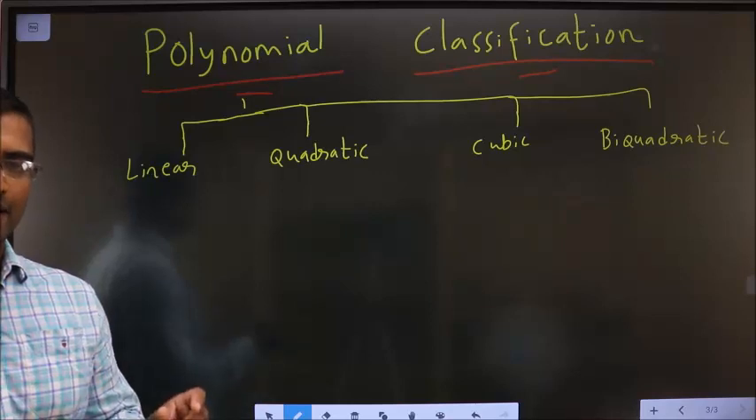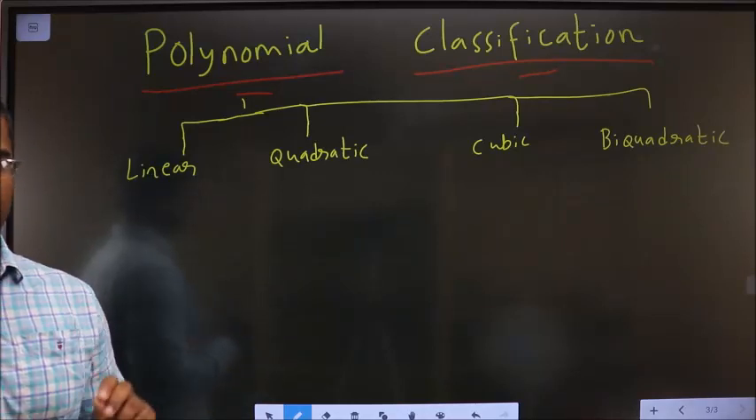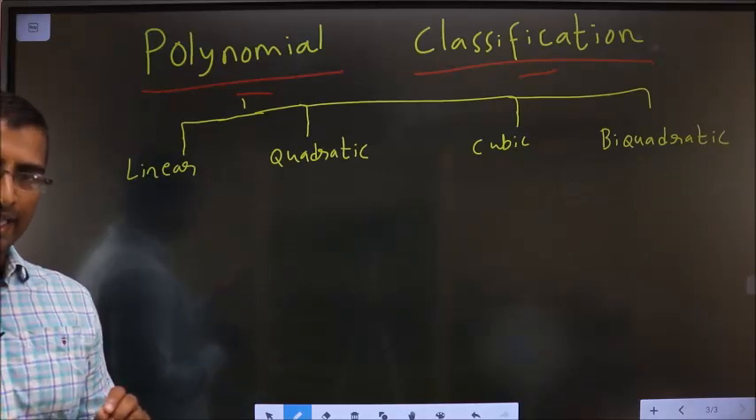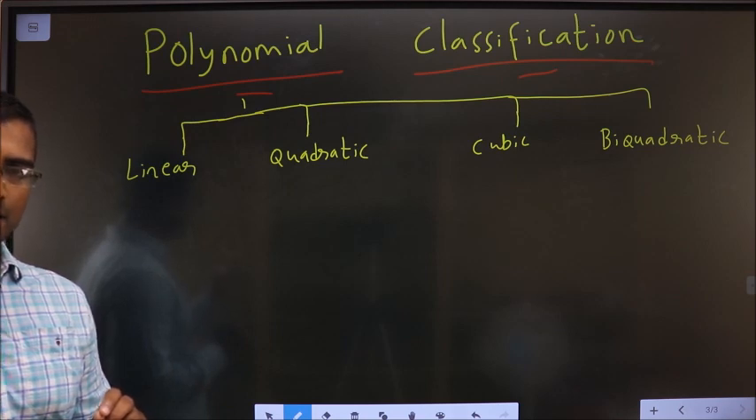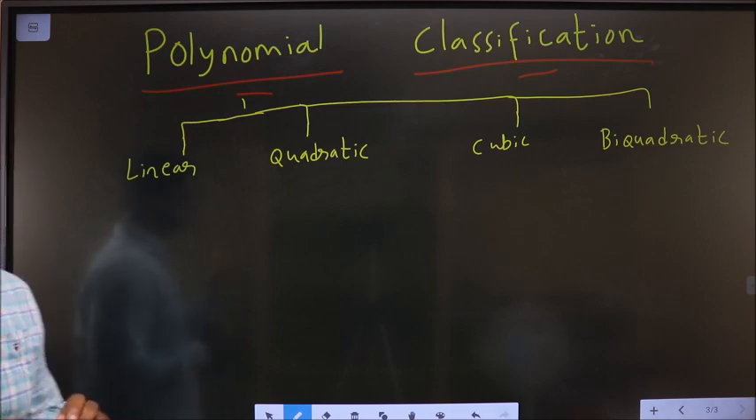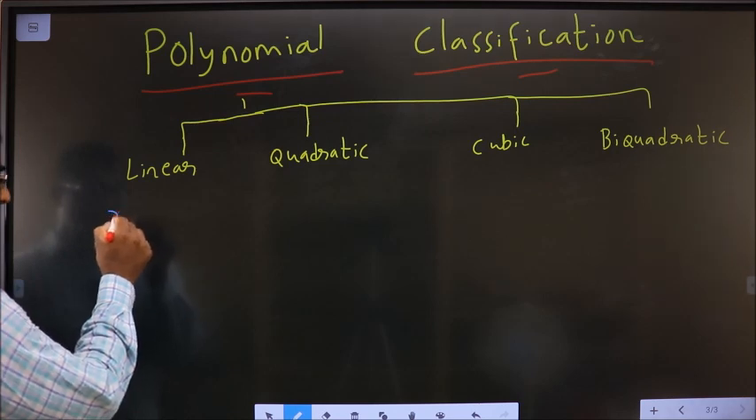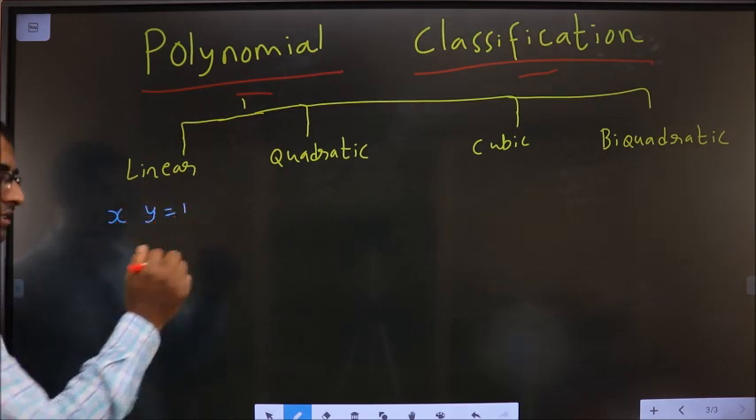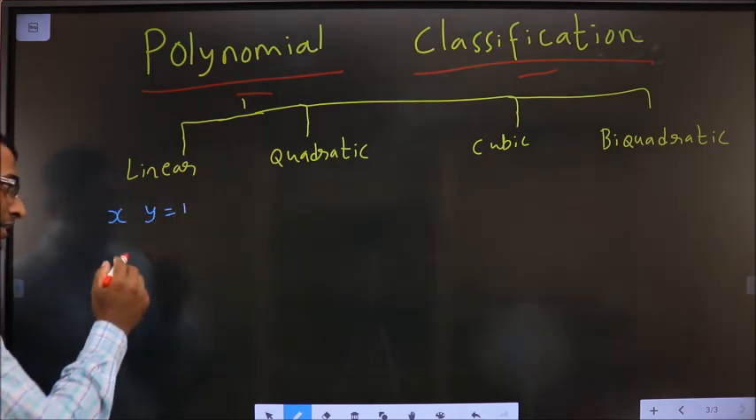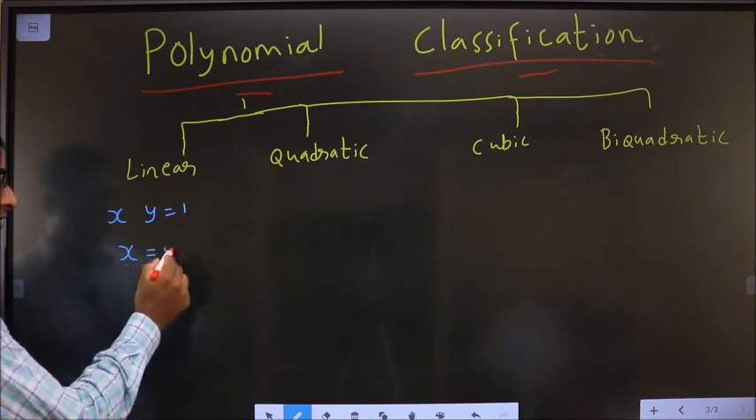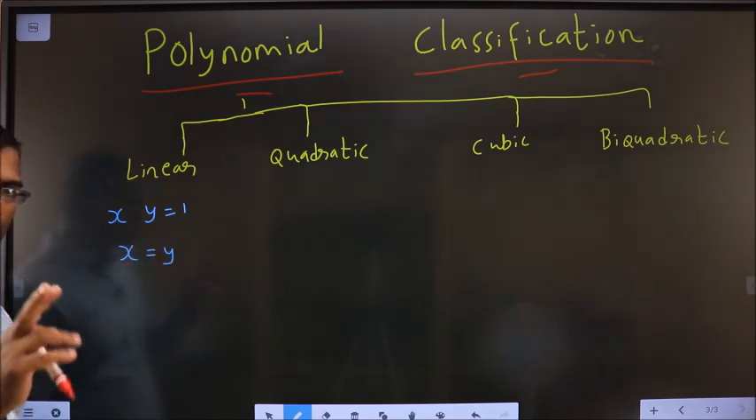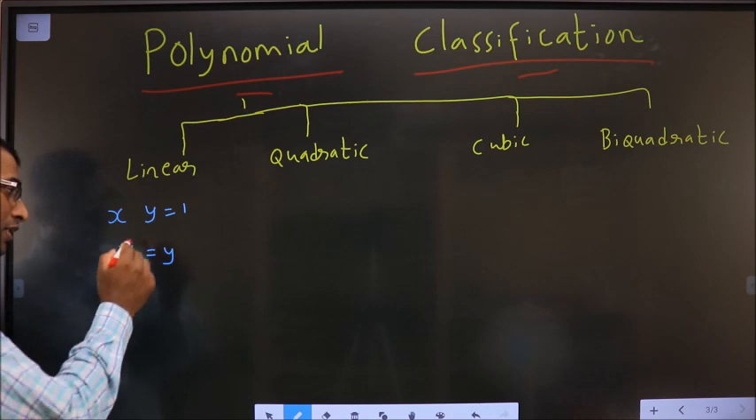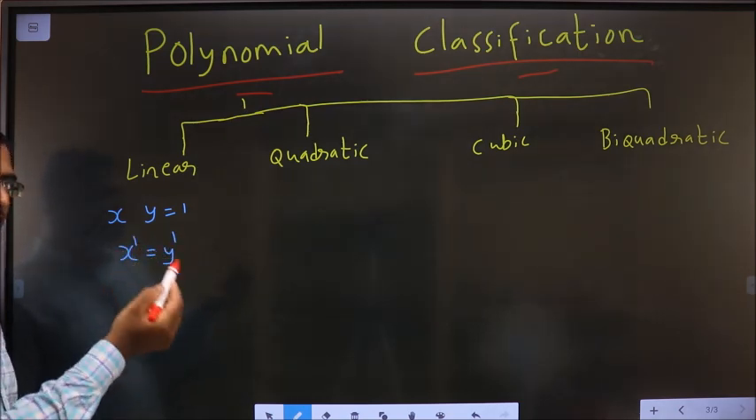Let us say given variables are x and y. For me to say any equation is linear, highest power on the variable should be 1. Clear? Highest power on the variables should be 1. Example, let us say x equal to y. There are two variables present. Power on each of them is 1. That means highest is 1.